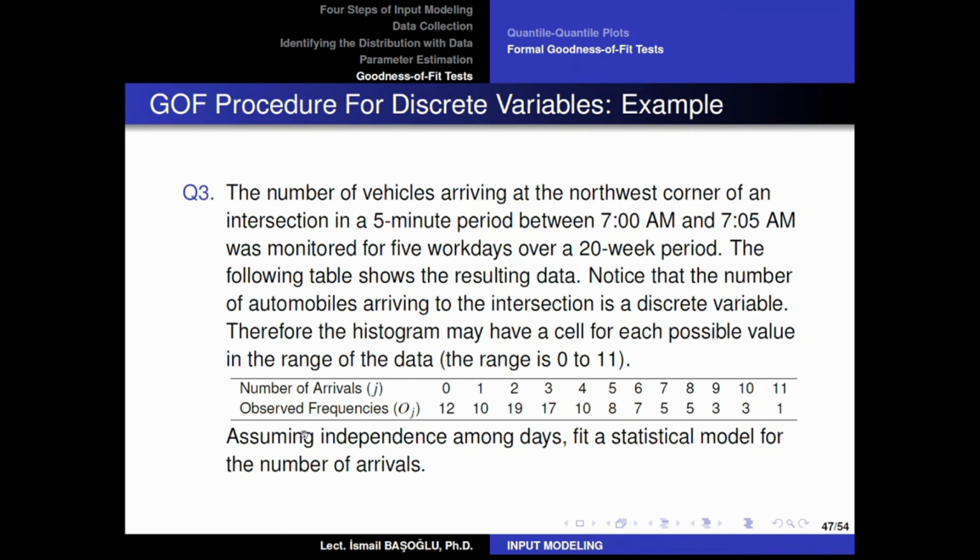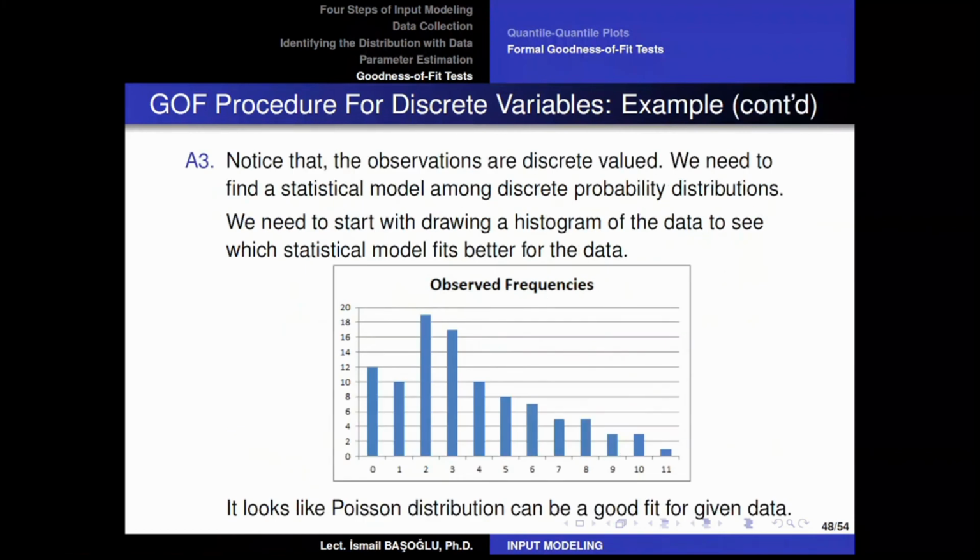Assuming independence among days, we want to fit a statistical model for the number of arrivals, and we check the histogram of the observed frequencies. We get a shape like this. And when we check this shape, which discrete distribution can fit this histogram, one can say Poisson distribution can be a good fit. Let's see if it is going to fit or not.